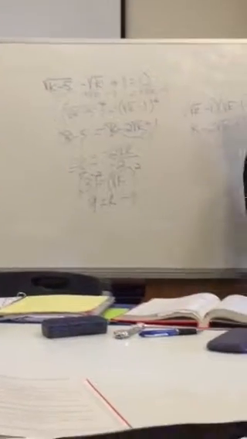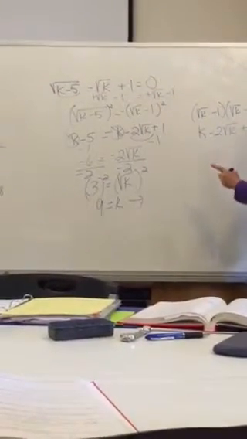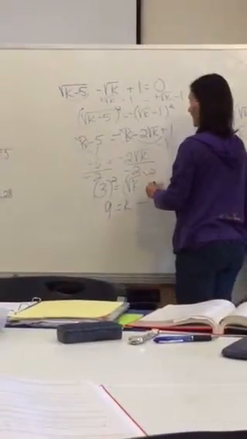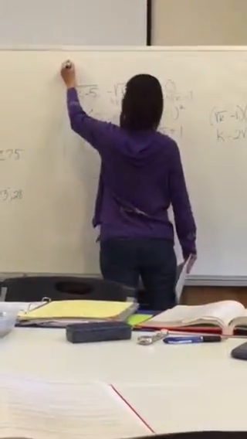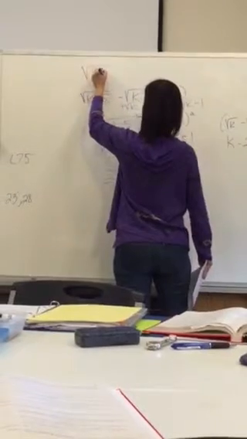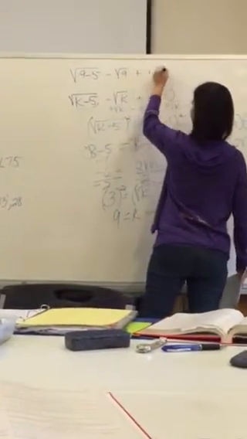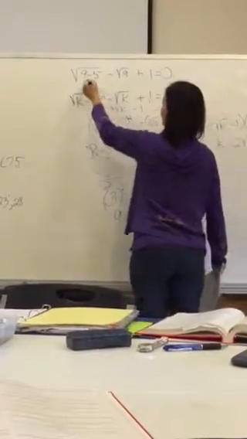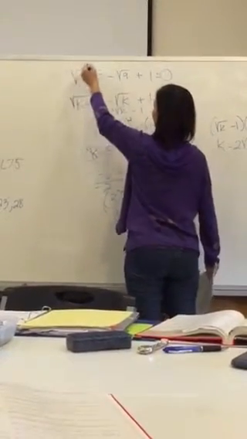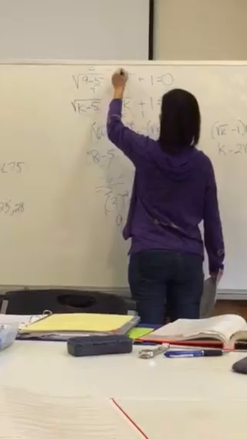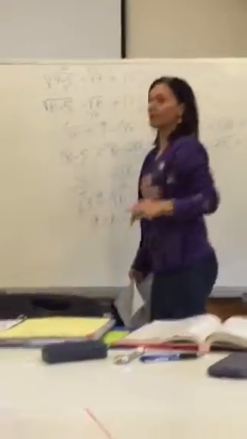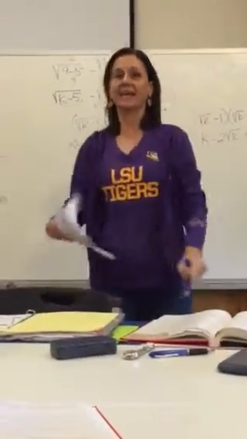However, I'm not done. I must check my answer. Check. All right? So this will be the square root of 9 minus 5 minus the square root of 9 plus 1 is 0. This is 4, right? That would leave me with 2 minus 3 plus 1, and it's 0, so it is a solution.